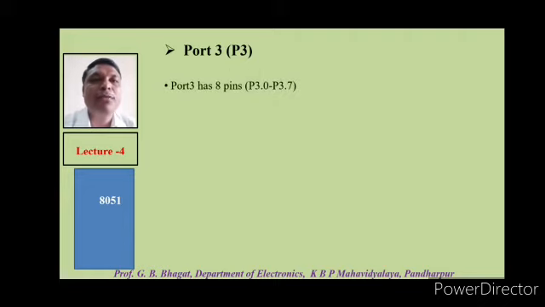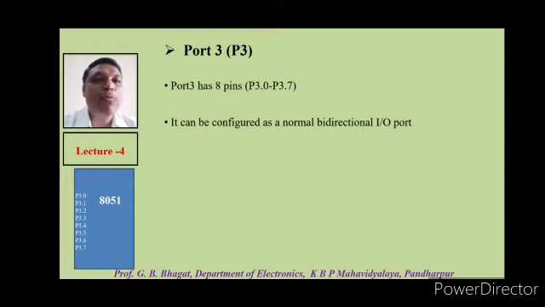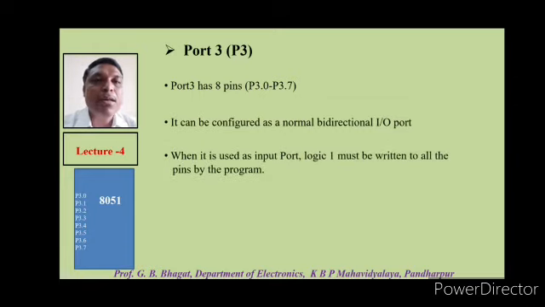Next, let us see port 3. Port 3 also has 8 pins ranging from P3.0 to P3.7. It can be configured as a normal bidirectional IO port. When it is used as an input port, logic 1 must be written to all the pins by the program. In short, remember that for all the ports, if we have to use any port as input, then we should send the data FF to the port through the program.